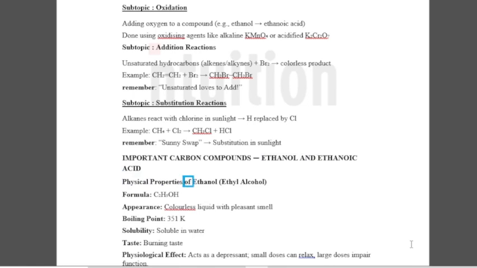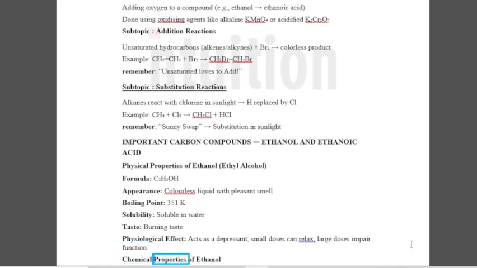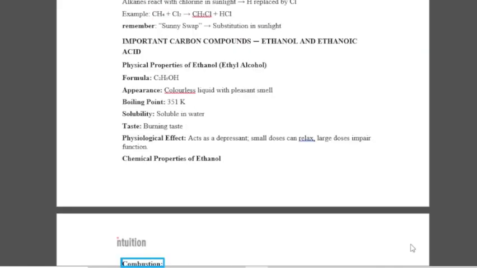Physical properties of ethanol, ethyl alcohol. Formula: C₂H₅OH. Appearance: colorless liquid with pleasant smell. Boiling point: 351 K. Solubility: soluble in water. Taste: burning taste. Physiological effect: acts as a depressant. Small doses can relax, large doses impair function.